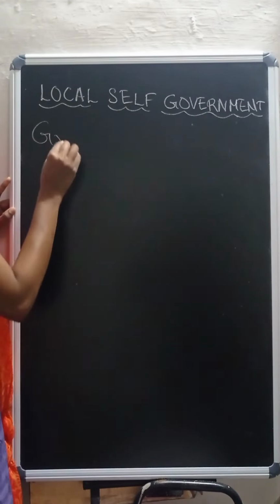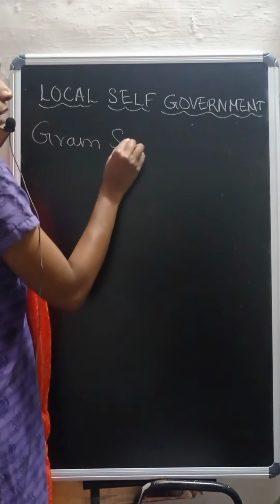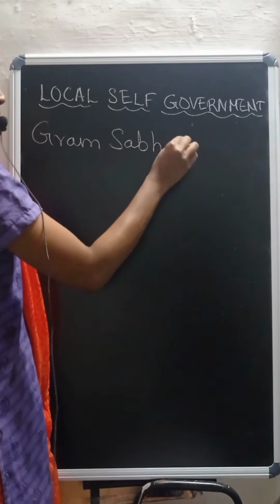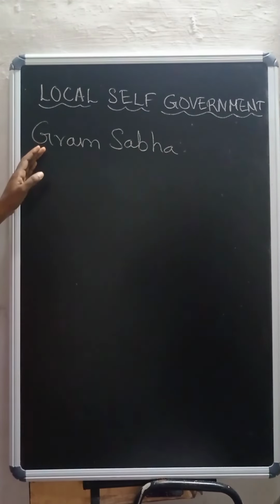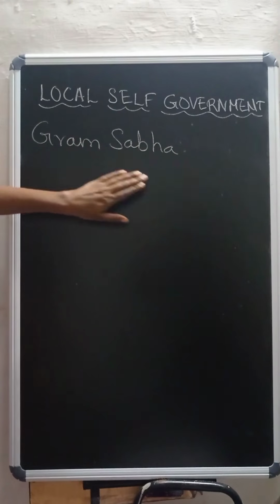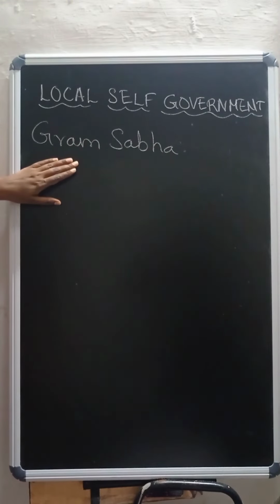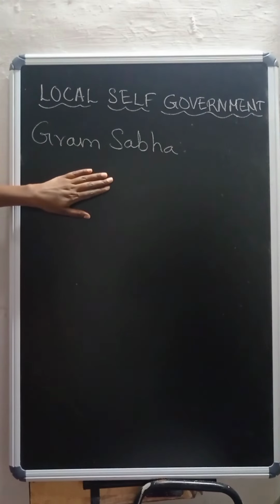Now coming back to the rural self-government. Rural means what? Village areas. First one is Gram Sabha. What is Gram Sabha? In Gram Sabha, all the people are the members. Who are the members of the Gram Sabha? The people are the members of the Gram Sabha.